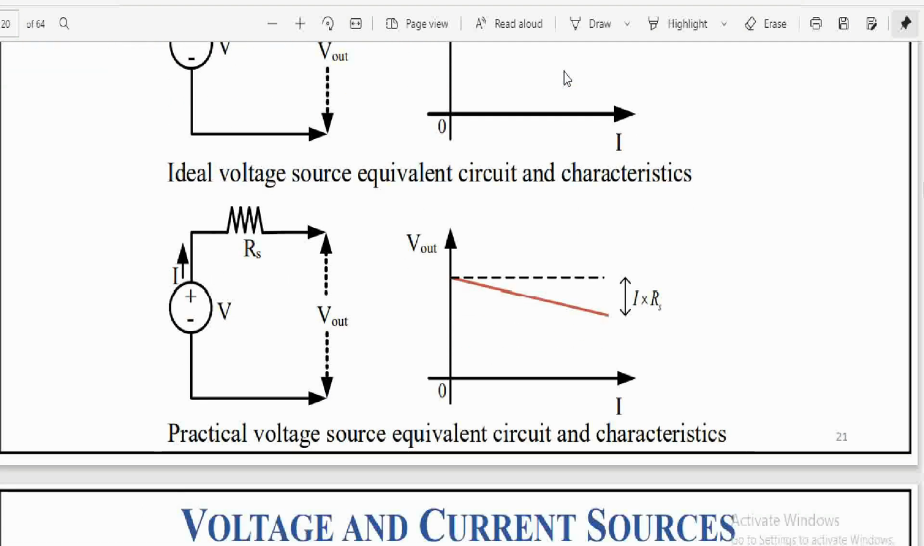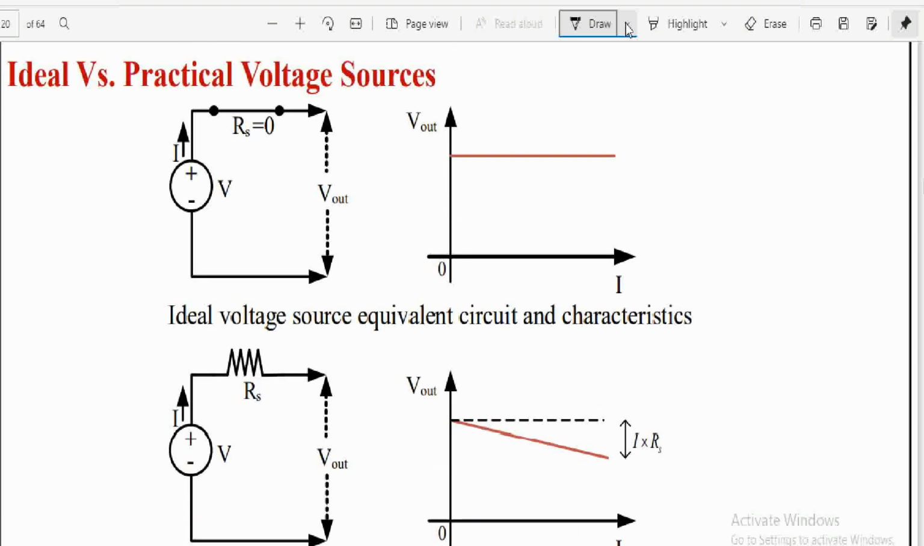This is the curve of an ideal voltage source. Let us consider the difference between an ideal voltage source and a practical voltage source. This is the ideal voltage source and this is the practical voltage source. What is the difference? For an ideal voltage source, the internal resistance is 0, while the practical voltage source contains some internal resistance.